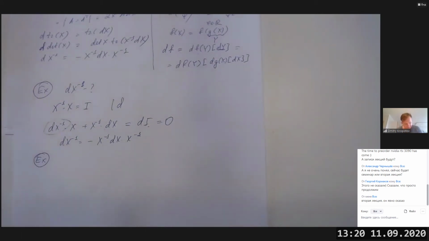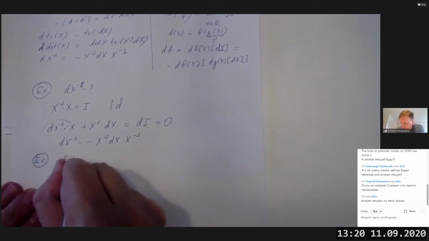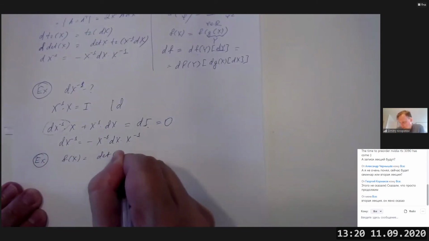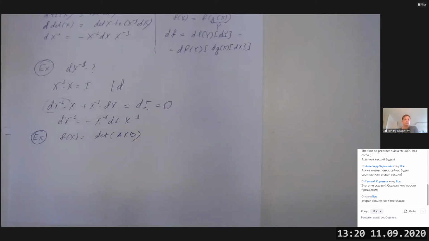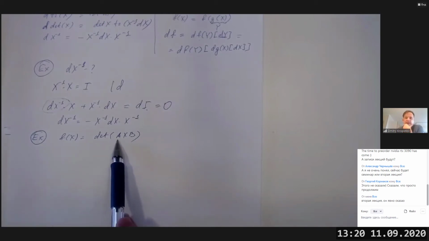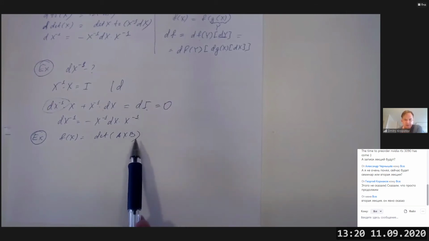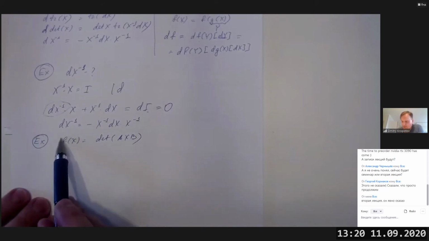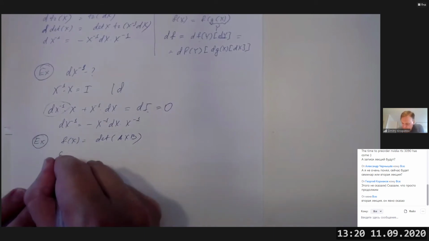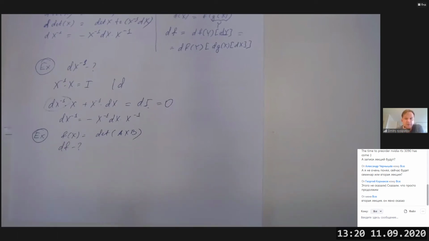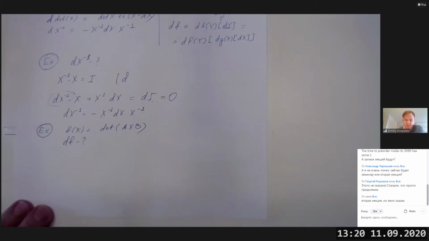Okay. One more example. Suppose that we have something like this expression. It's a real valued function that depends on x, where x is some matrix, and A and B are also some matrices. And we suppose that these matrices are not square, so we are not able to split the determinant of a product as a product of determinants here. And again, we need to calculate the differential of f with respect to the matrix x.